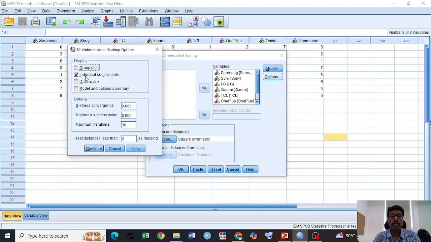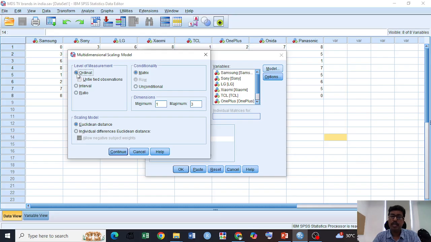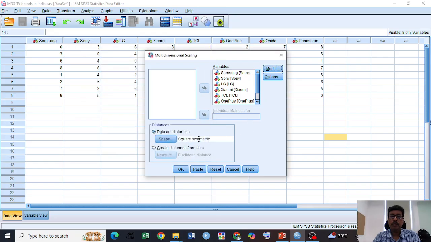I would like to put the individual subject plot, and finally I would like to go for the model as ordinal data, since one brand is compared with another brand, so it's ordinal, not interval and ratio. Now the number of dimensions could be 1 to 3 or maybe 1 to 2, it's up to you, but mostly you put 1 to 3. Okay, so once I put this, then I press OK. Now my setup is ready to run. So let us see how we can interpret the results.